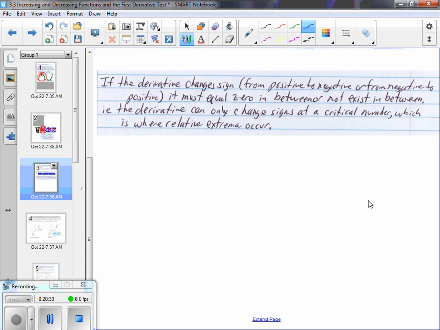See how this ties into critical numbers? Because critical numbers occur when the derivative equals 0 or the derivative does not exist. All right? So the derivative can only change signs at a critical number. And critical numbers are where all the relative extrema occur. Questions?